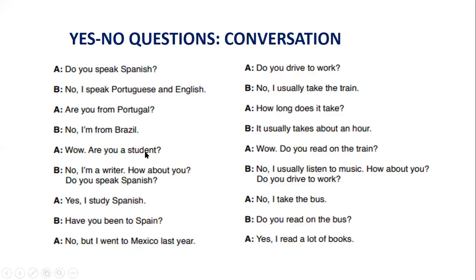Wow, are you a student? No, I'm a writer. Aquí la W no suena y esta es como una I, writer. How about you? Este how about you es como devolviéndole la pregunta. ¿Y tú? Do you speak Spanish? ¿Hablas español? Yes, I study Spanish. Sí, estudio español. Have you been to Spain? ¿Has estado en España? No, but I went to Mexico last year. No, pero fui a México el año pasado.